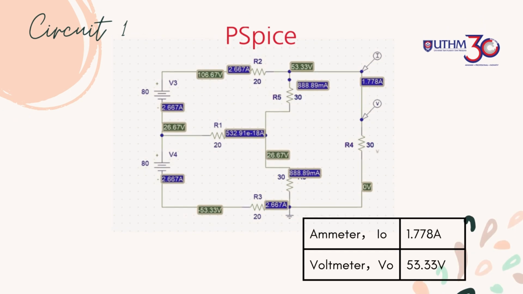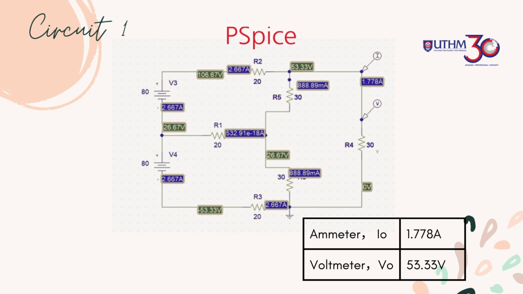Now, I will talk about how circuit 1 is developed by using PSPICE software. Only 5 steps to be done. First, arrange 2 voltage sources at the upper and the bottom of the circuit. Second, 3 resistors of 20 ohms and 3 resistors of 30 ohms. Assume that R1, R2, R3, R4, R5 and R6.